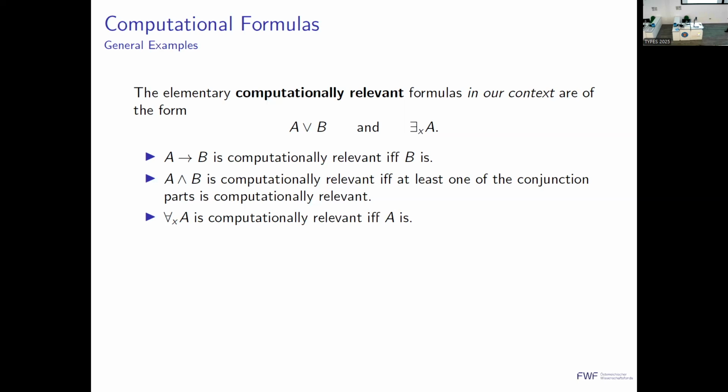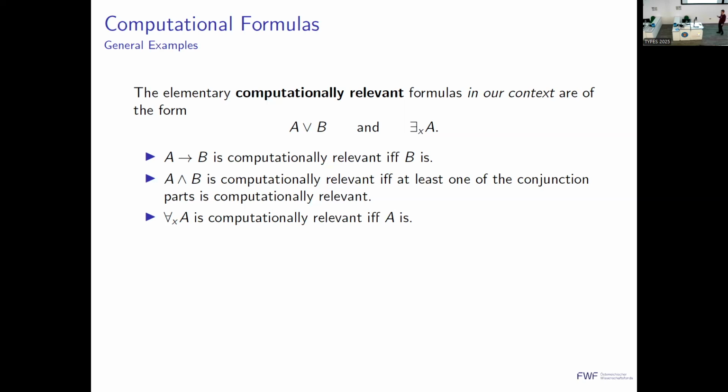Then if you have not elementary formulas, but formulas with some logical symbols in between, these rules apply. A implies B is computationally relevant if B is. Conjunction is quite trivial: it is relevant if one of them is computationally relevant. And the all quantifier is also just computationally relevant if the kernel is computationally relevant.